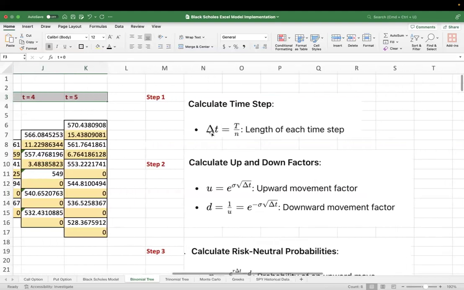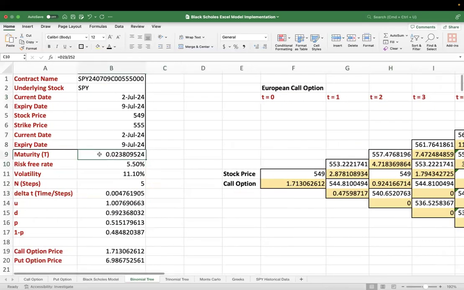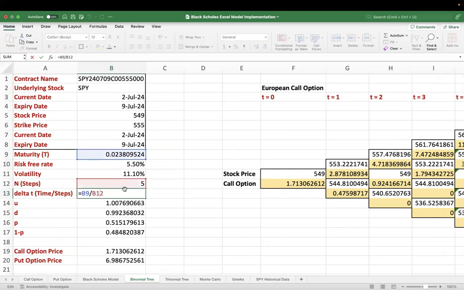we all know the formula. Delta t is equal to T by n. n is the number of steps, which is 5 in this case, and capital T is what? 6 by 252. So this is our capital T. Now we have calculated our delta t, which is nothing but T divided by n.